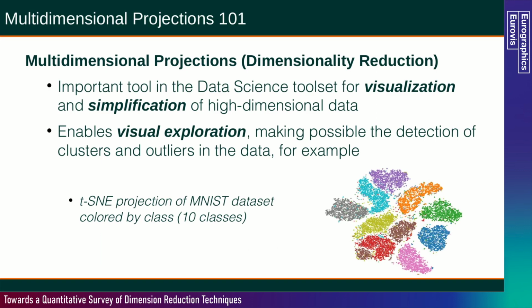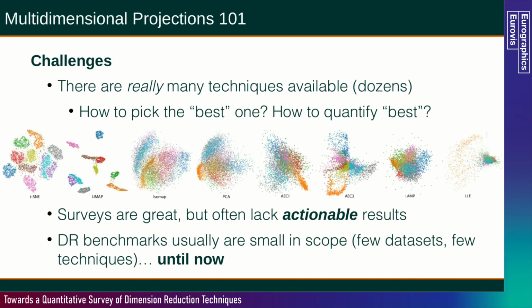Let's get to it. So, multidimensional projections 101. Those are important tools in the data science toolset for visualization and simplification of high-dimensional data. They enable visual exploration, making possible the detection of clusters and outliers and other patterns in the data, for example. Okay, you all knew that, of course. The challenges. Well, there are really many techniques available, like dozens of techniques. So it's pretty hard to pick the best one for each case, for each data set, and how to quantify best in this case.